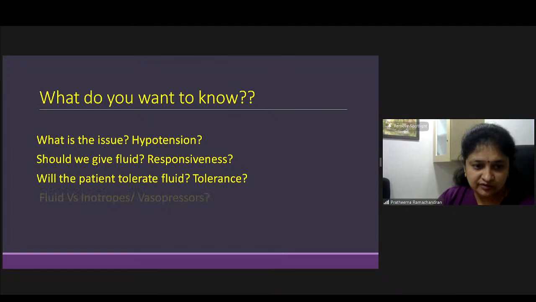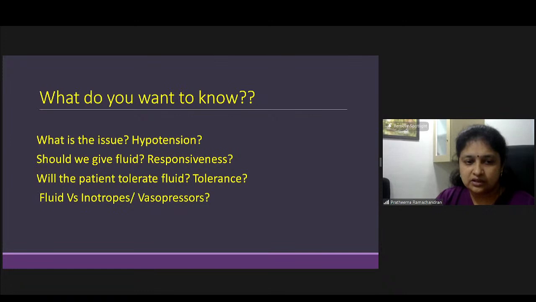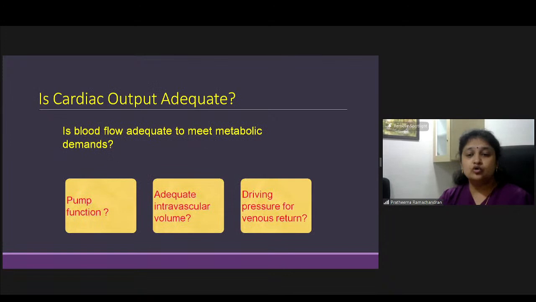I'm going to be thinking that I have to be giving fluids for hypotension. My colleague would think that it's better to start a noradrenaline or a dopamine drip. So what should we do? These are the questions which will be running in our mind. So how do we decide on it?